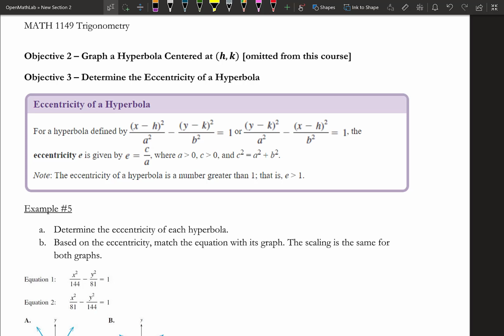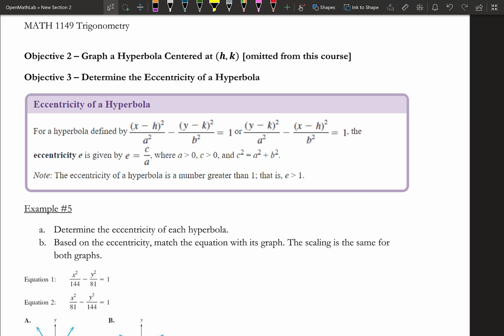So then objective 2 is where we're centered at some other point that's not the origin. Like I said, we're omitting that from this course, and that's what Ohio State's math department has decided to not worry about.